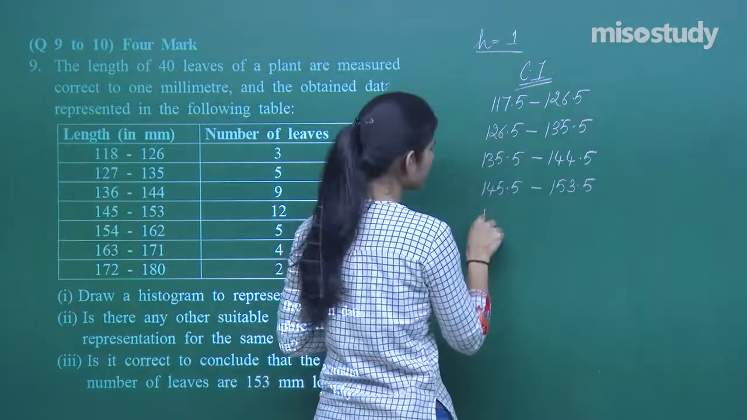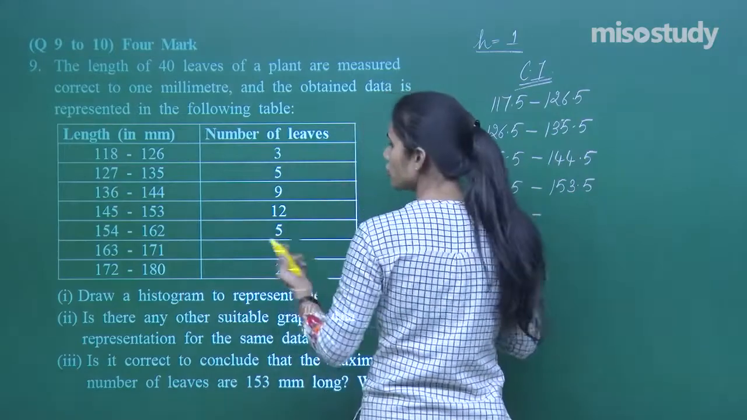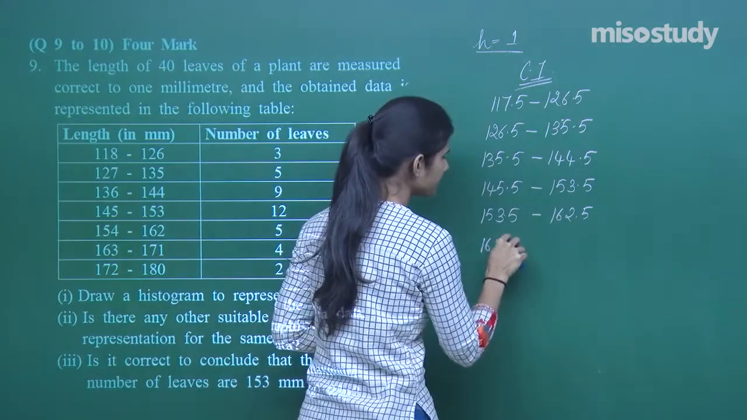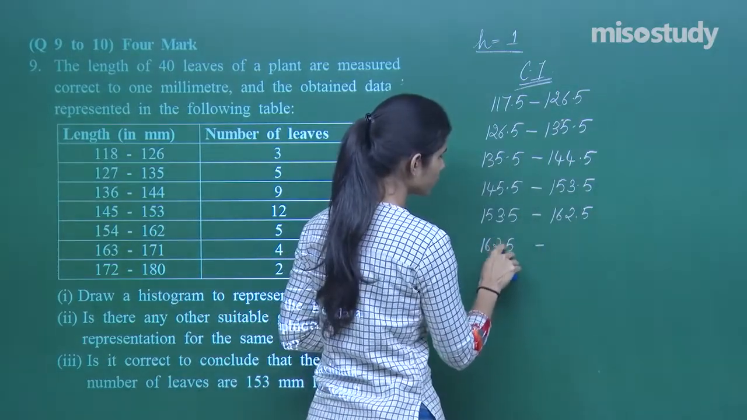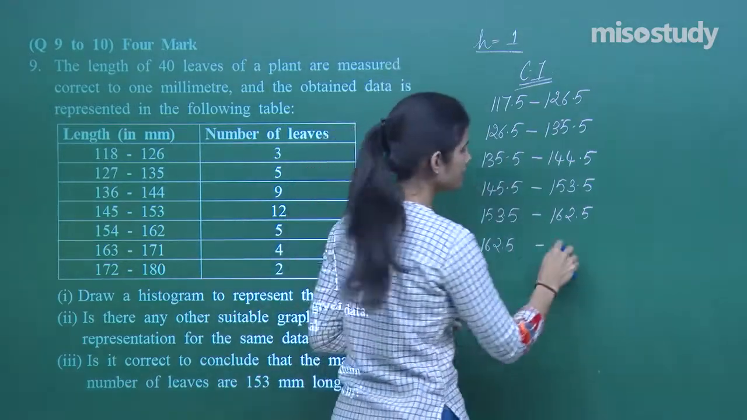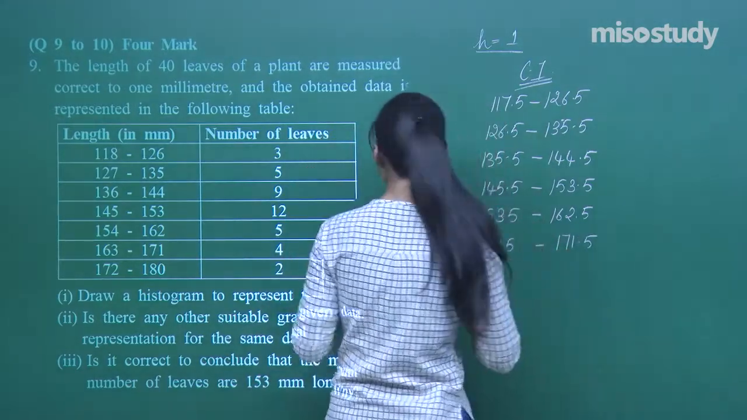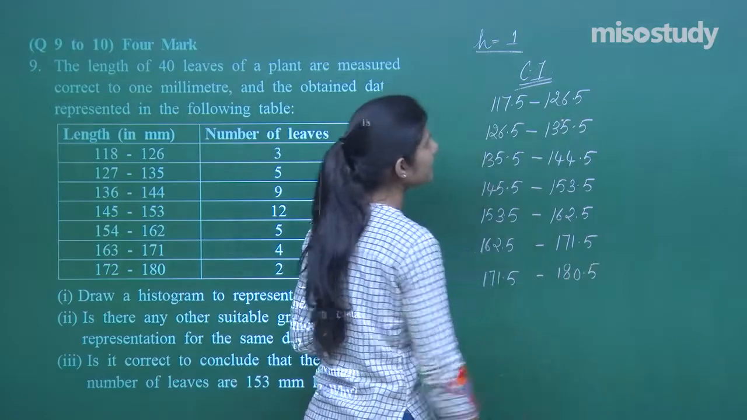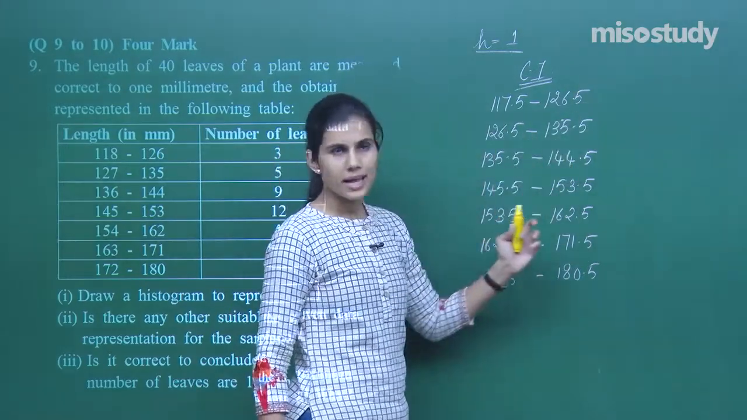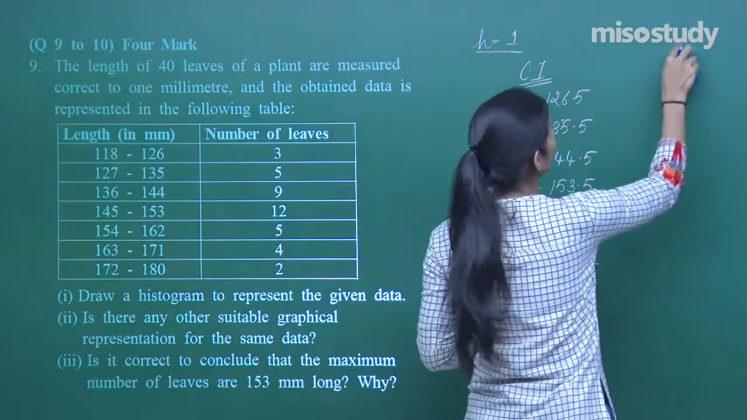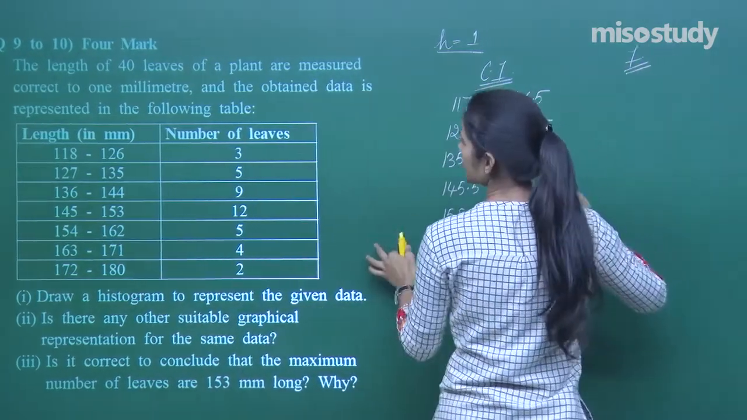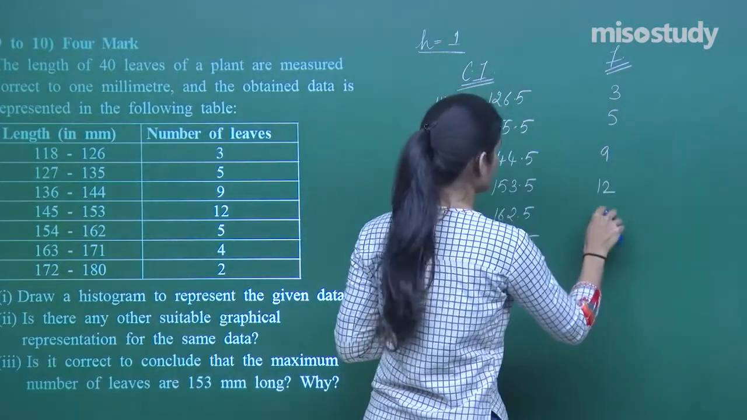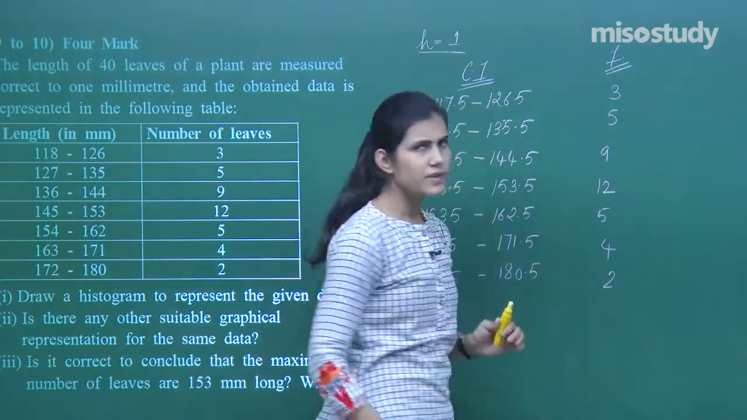Then you have 154 minus half to 162 plus half. Then 163 minus half, that means this is 162.5, and 171 plus half, that means 171.5. Then 172 minus half and 180 plus half. You can clearly see now upper limit of one is lower of the other and therefore this has become continuous. Now we write the frequencies. Frequencies are 3, 5, 9, 12, 5, 4 and 2. Now it's very easy for you to draw the histogram.